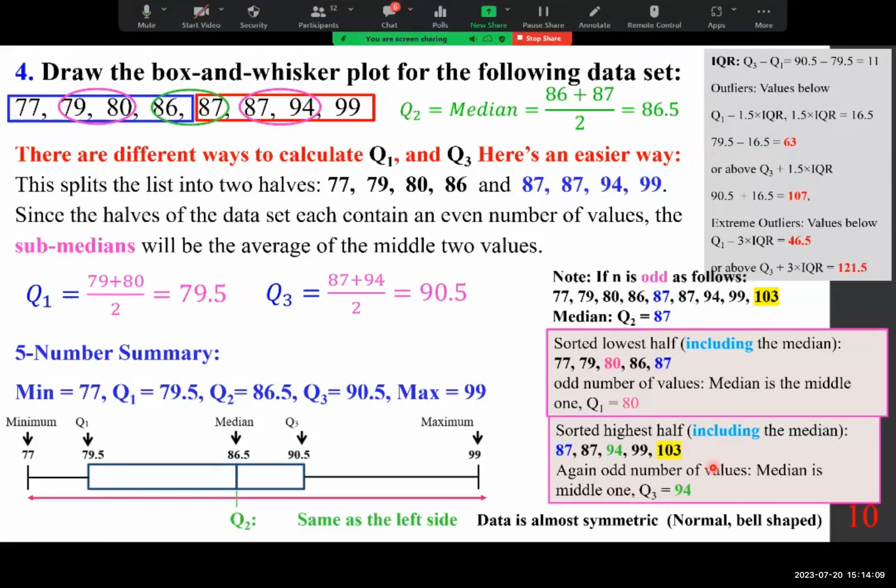Please understand, some texts may have a different approach, or that locator L formula that I gave you. I hope you can go back and look at L equals K over 100 times N. You can go that route. That's the reason when we calculate Q sub 1, Q sub 2, and Q sub 3, Q sub 2 is pretty straightforward. Q sub 1 and Q sub 3 may be slightly different depending on the technology we use. And that's why you want to show your work, so I can give you partial credit in case there's a discrepancy.